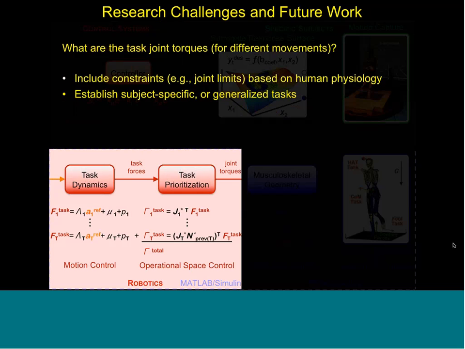We can also establish subject-specific generalizable tasks for different movements. So if we have a set of tasks for running, and some set of tasks for walking and jumping, can we generalize any of those tasks and understand how these subjects react in either of those situations and applications?